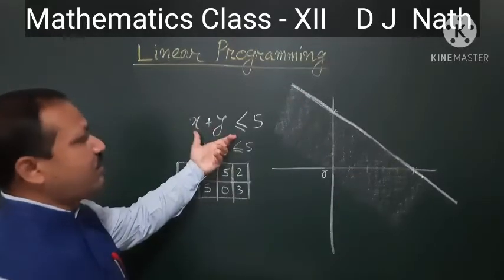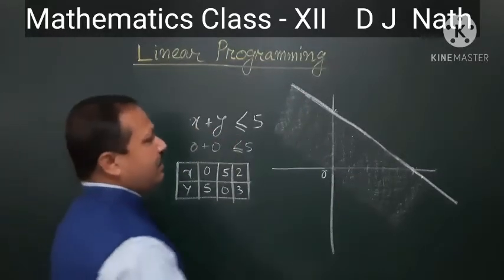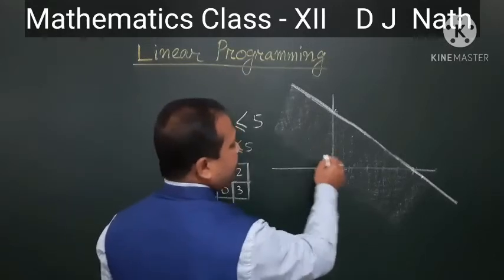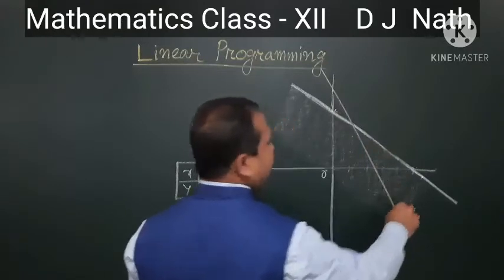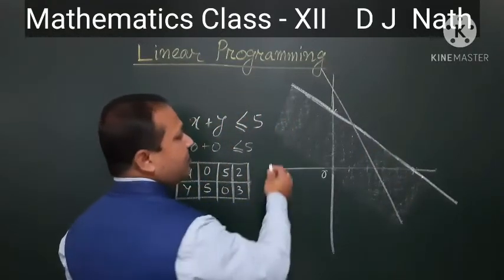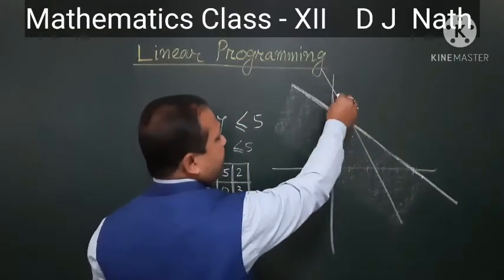Now if there is more than one equation, say another equation comes this way, another is like this way, and here also the feasible regions are of this way.